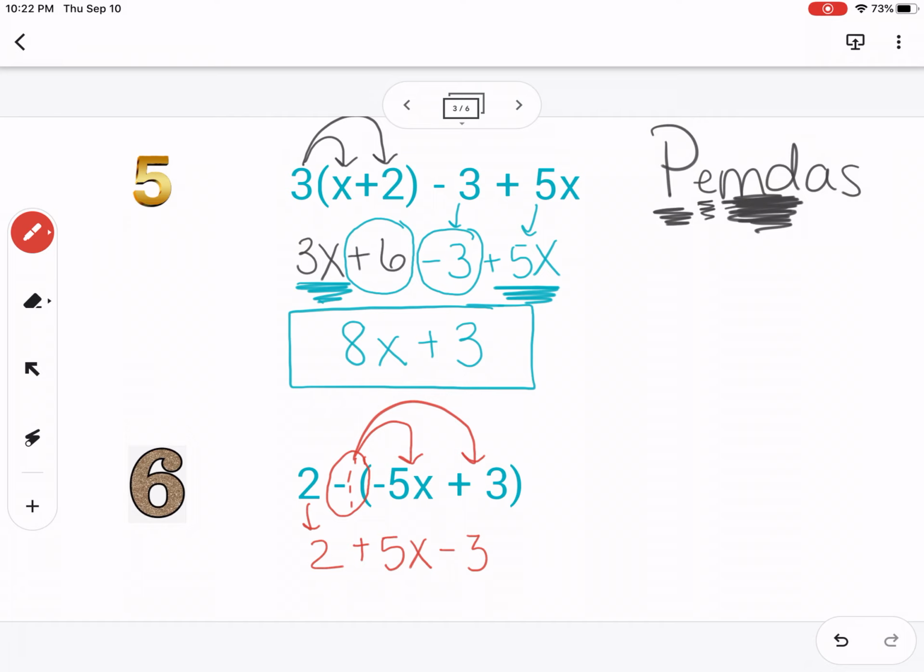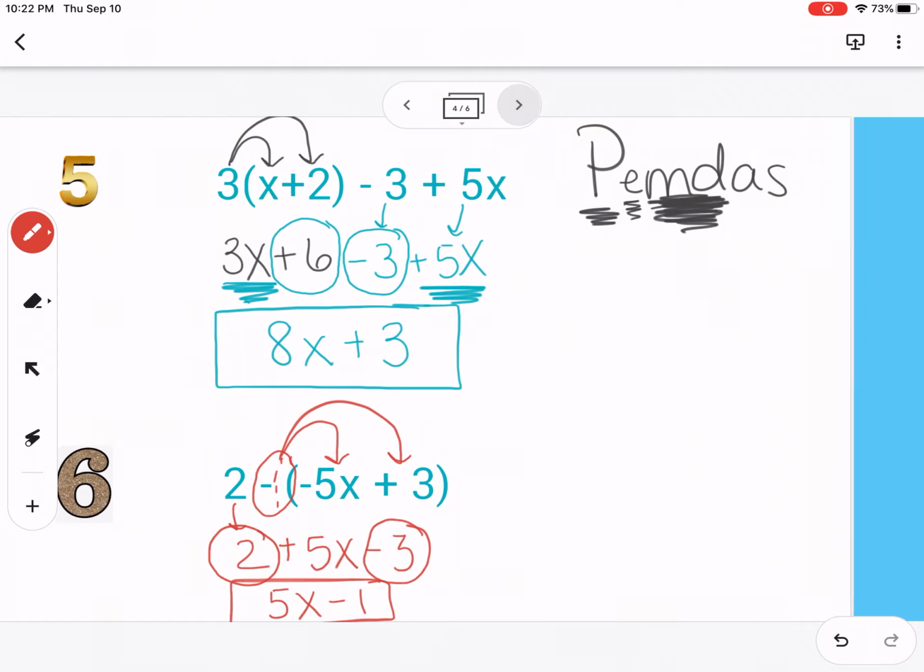So now combine your like terms. We've got this 5x all by itself. He has no friends to combine with. And then we've got these 2 constants. So 2 minus 3 is minus 1. Final answer. All right, one more example.